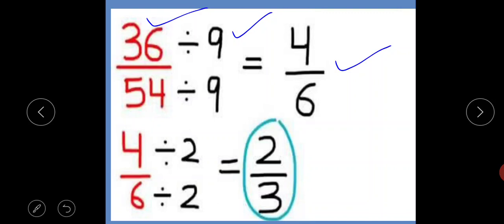Again we can divide 4 and 6 by a same number and it is 2. So when we divide 4/6 by 2, it is equivalent to 2/3. So 2/3 is lowest term of 36/54.